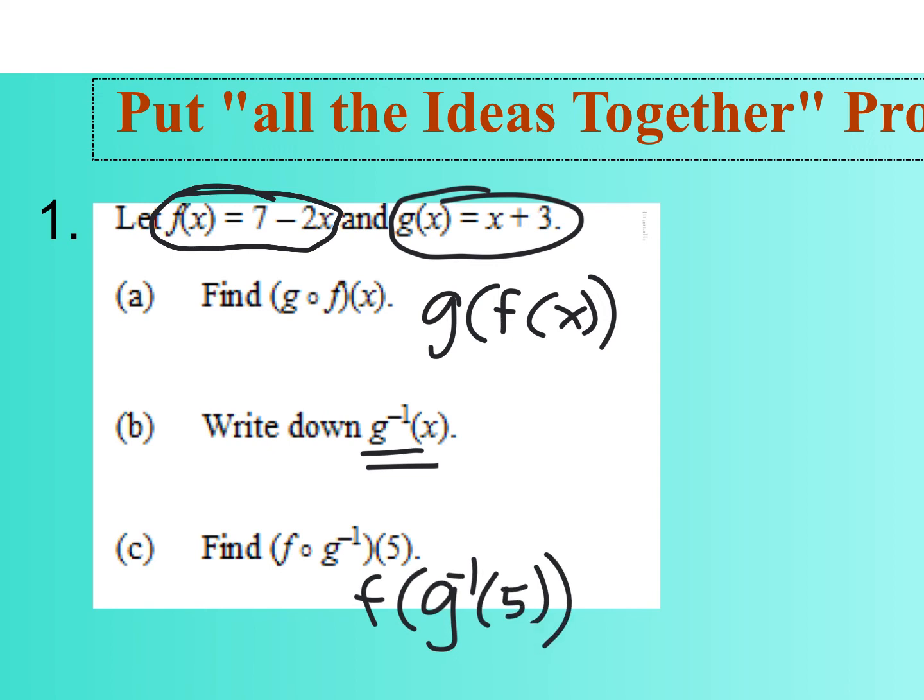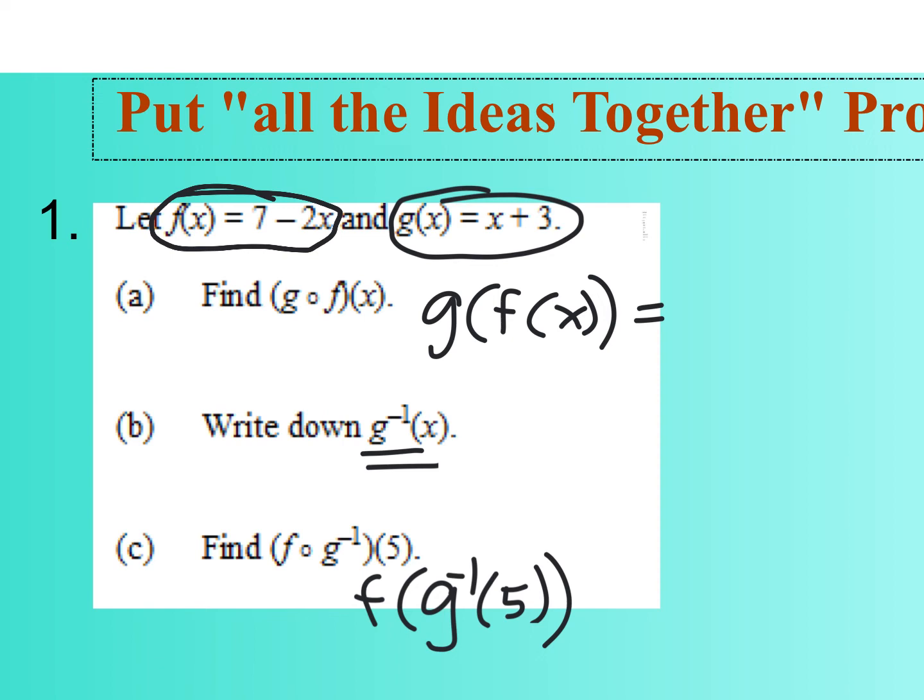Don't try to start with the end. You can't. You've got to find the inverse of g before you can possibly do part C. So you have to do B before C. I recommend you do A, and then you do B, and then you do C. I'll pause for a minute. You can try those.